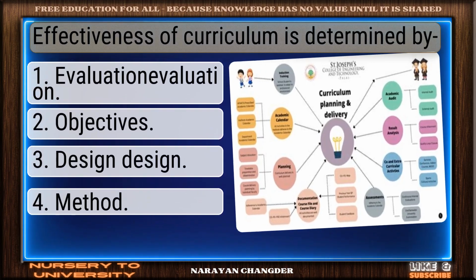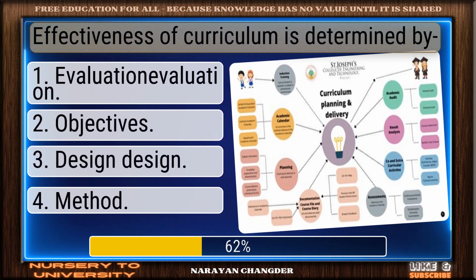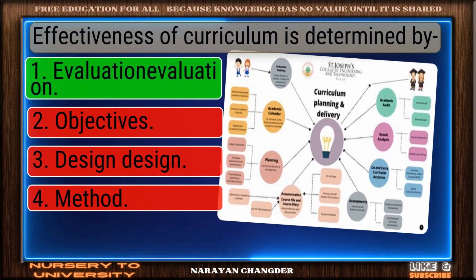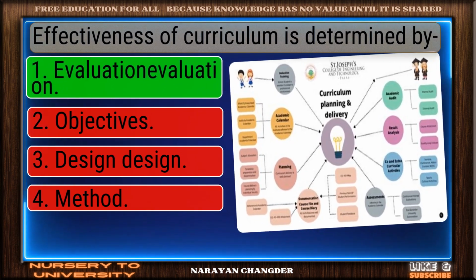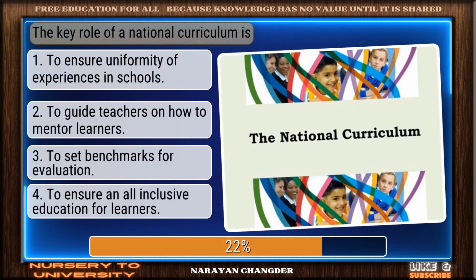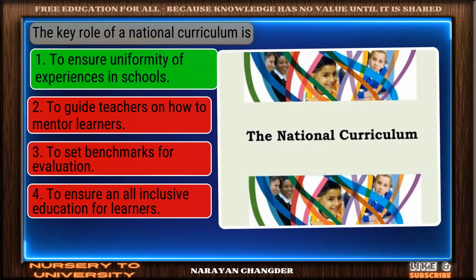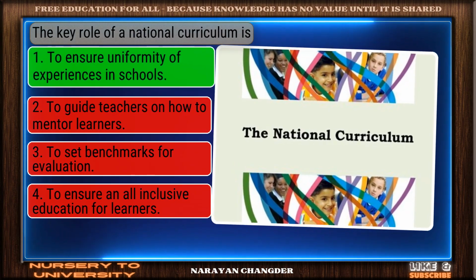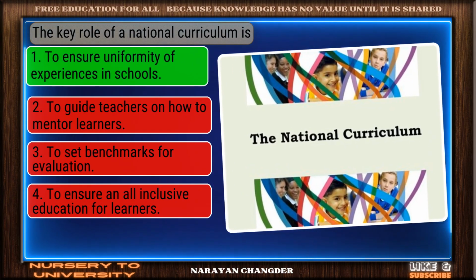Effectiveness of curriculum is determined by... Well picked. Evaluation is the correct answer. The key role of a national curriculum is... Good job. Your answer to ensure uniformity of experiences in schools works well here.